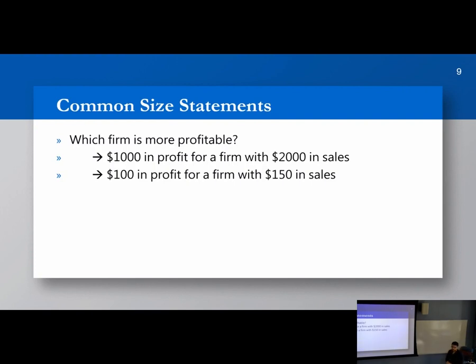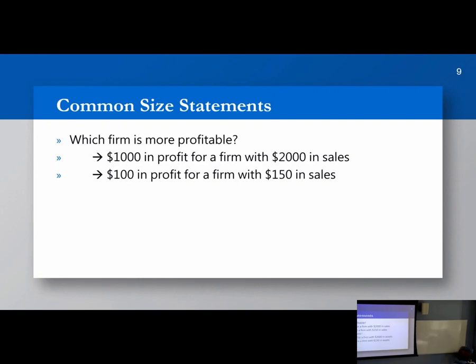All right, so a couple examples here. Of these two companies, which one would you argue is more profitable? A company that's generating $1,000 in profit from 2,000 in sales, or $100 profit from 150 in sales? Which one of these companies is more profitable? $100 profit? 1,000? Okay. All right, so a little bit of disagreement.